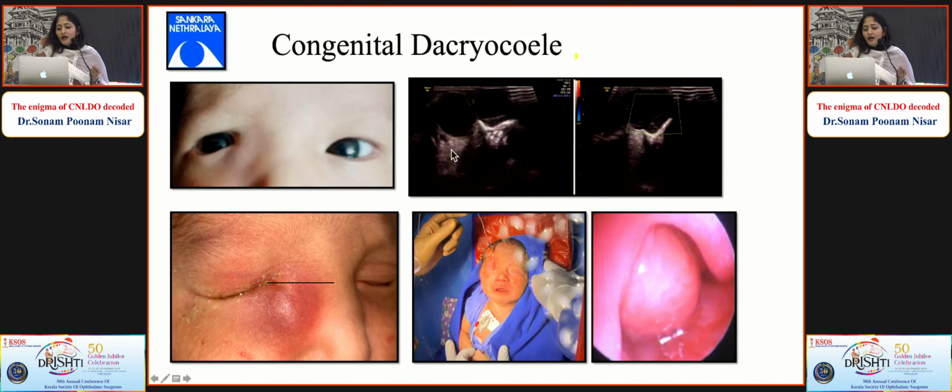Also, this is an ultrasound picture of this child in utero. I am very thankful that we had this picture, and this had already been picked up by the sonologist when the child was actually 36 weeks old. So it helped us plan the treatment much better.